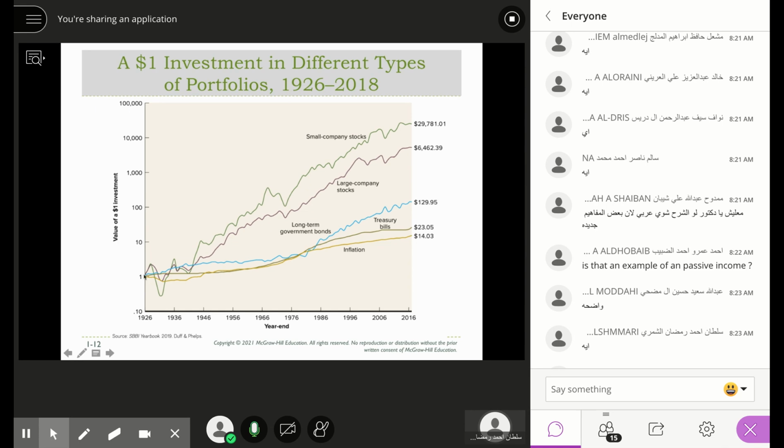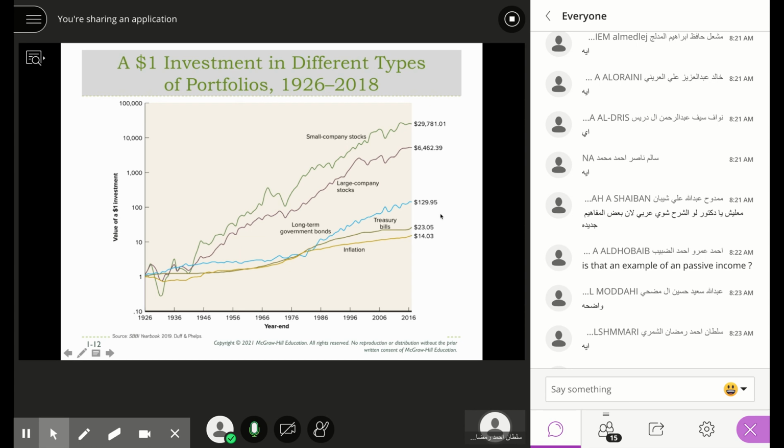So we can see that if you invested $1 in 1926, in 2016, so it's almost 90 years, the small company stocks would grow from $1 to 29,781, whereas the long-term bonds would grow from $1 to 129. So we see that there is a huge gap between the two.